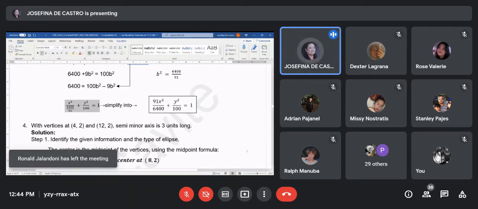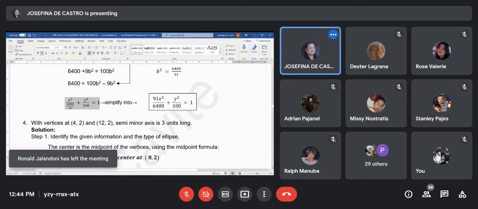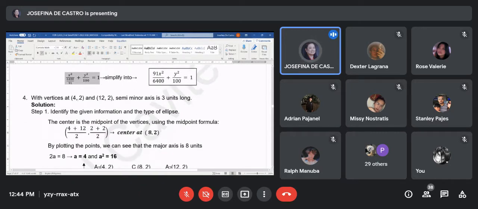Okay? Number 4. With vertices (4, 2) and (12, 2), semi-minor axis is 3 units long. HK na tayo. So, for the HK naman, pag walang center siya, madali lang yon. Kasi pag wala siyang center, center is always the middle point of the vertices.